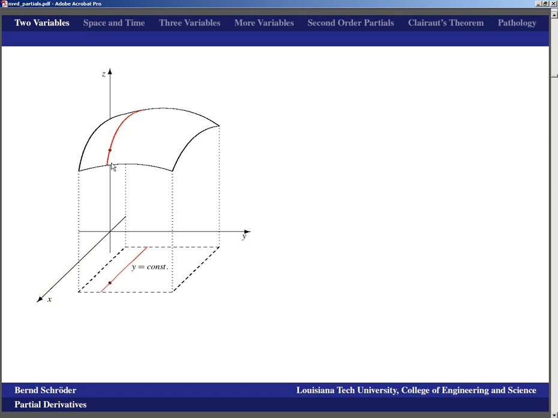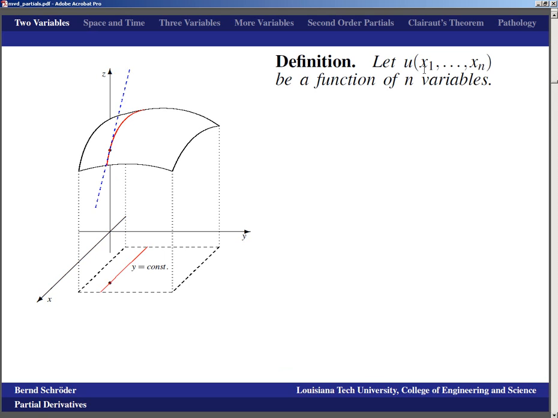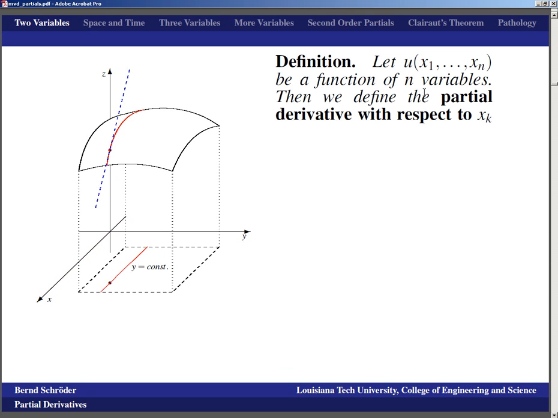And in this one-dimensional graph, which we could now just rotate and sketch in a simple one-dimensional coordinate system, we can compute derivatives as well as compute tangent lines as usual. So the definition, which then actually applies to functions of an arbitrary number of variables, is the following. We take u to be a function of n variables, and we define the partial derivative with respect to the variable xk, at the point x1 through xn, to be the following.